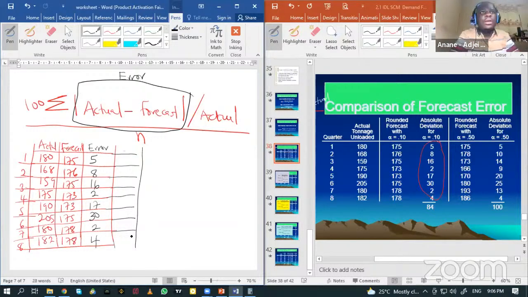Okay, Derek is saying no. Why, Derek? What part is getting you confused here? We are saying that the absolute of actual minus forecast, divided by actual, and we have already calculated the absolute. I'm saying that this side stands for the error. So that is what we have here. So let's do the division. 5 divided by 180. Please use your calculators and help me out.